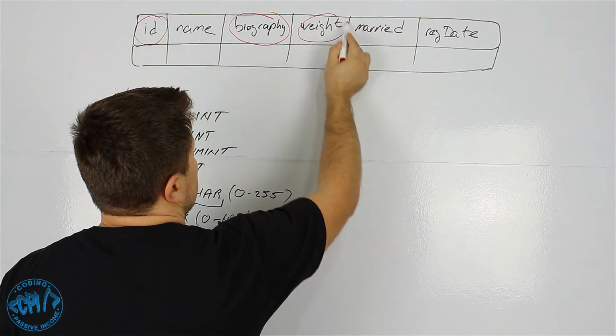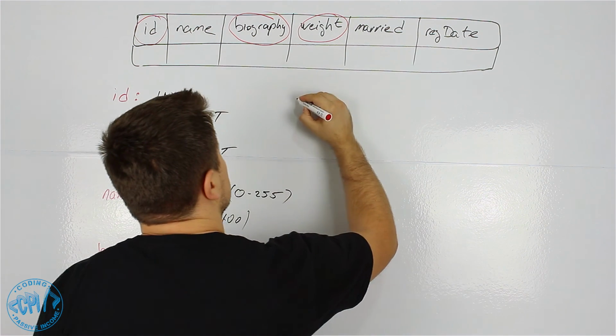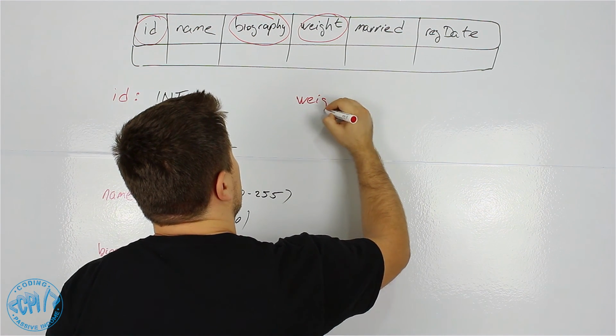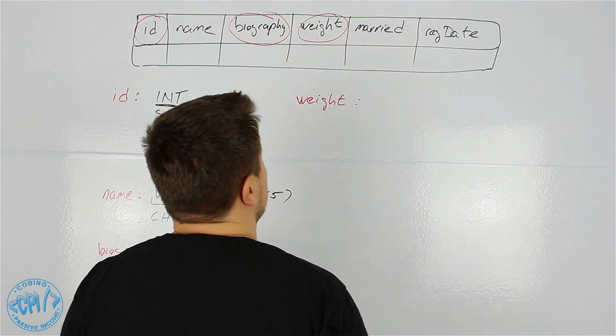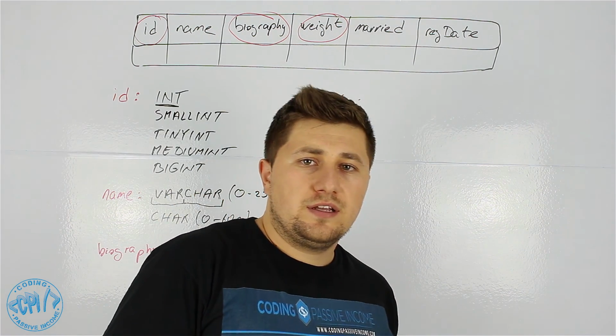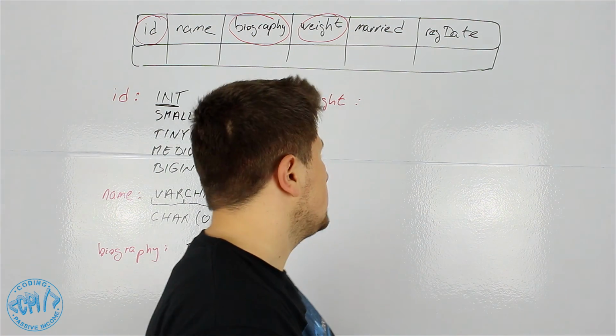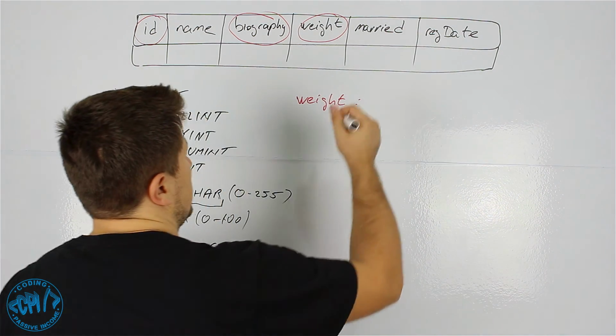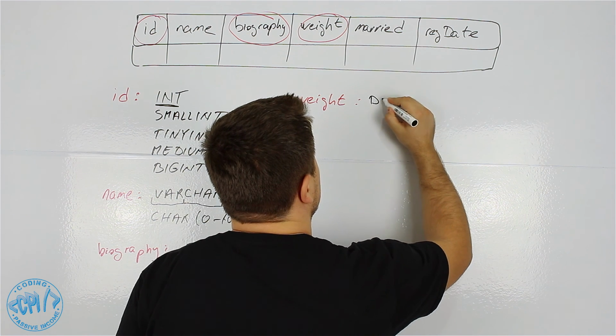The next one here is weight. So weight is something that needs to be decimal, for example 80 kilos, 0.17 grams, and so on. So it is decimal.